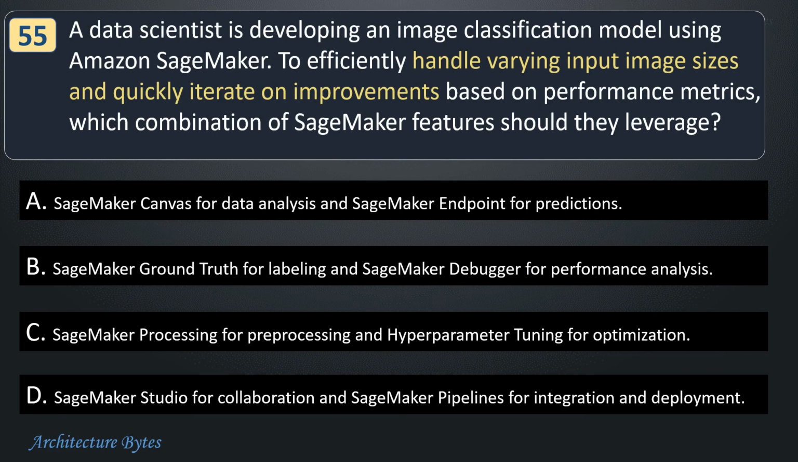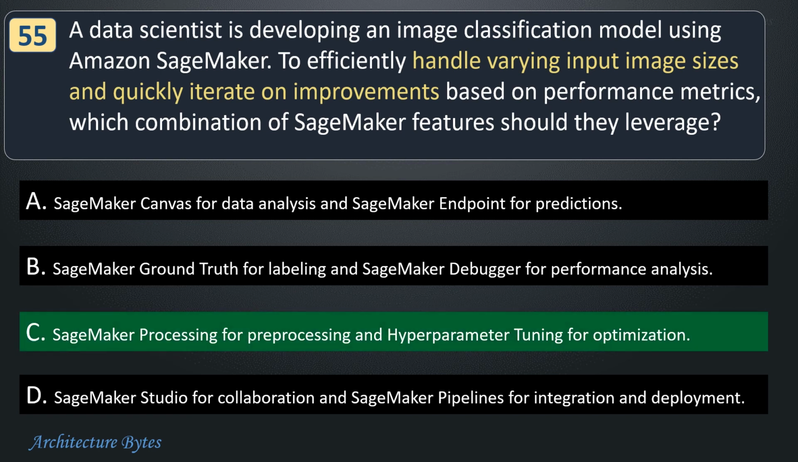A data scientist is developing an image classification model using Amazon SageMaker, and wants to efficiently handle varying input image sizes and quickly iterate on improvements based on performance metrics. Which combination of SageMaker features should they leverage? Our options are A. SageMaker Canvas for data analysis and SageMaker Endpoint for predictions. B. SageMaker Ground Truth for labeling and SageMaker Debugger for performance analysis. C. SageMaker Processing for pre-processing and hyperparameter tuning for optimization. Or D. SageMaker Studio for collaboration and SageMaker Pipelines for integration and deployment.